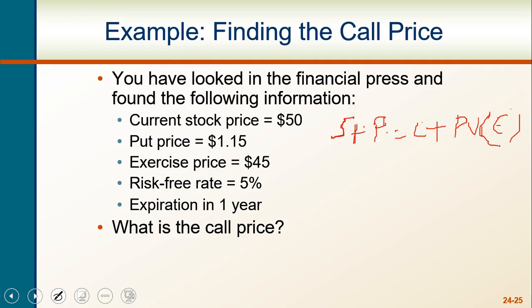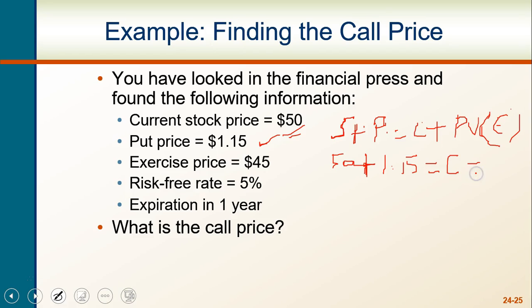So let's just substitute the numbers. Stock price is $50, so let's write that here, 50. The put value is given to us, that is $1.15. So let's write that here, 1.15. And then the call value is not known. That is something we are supposed to find out. So that remains a C.